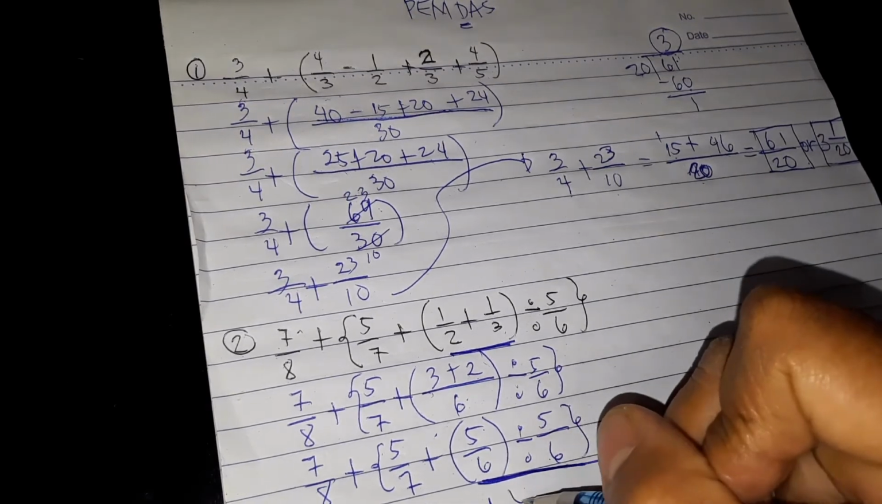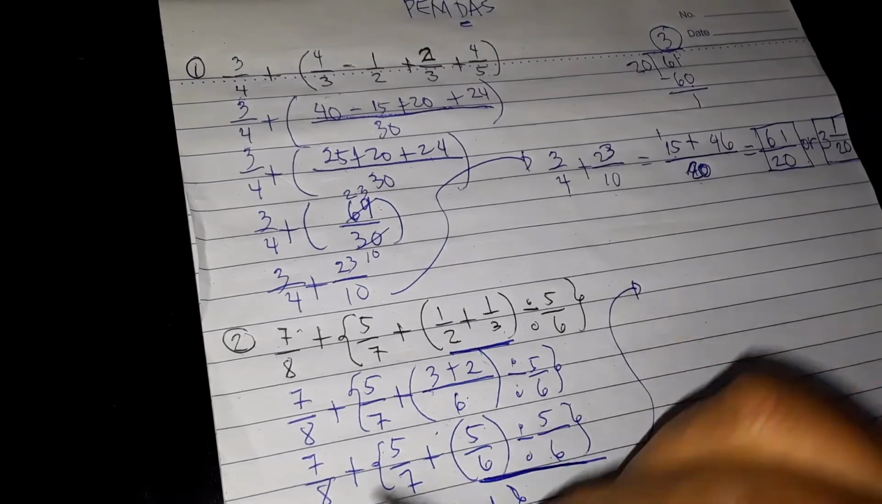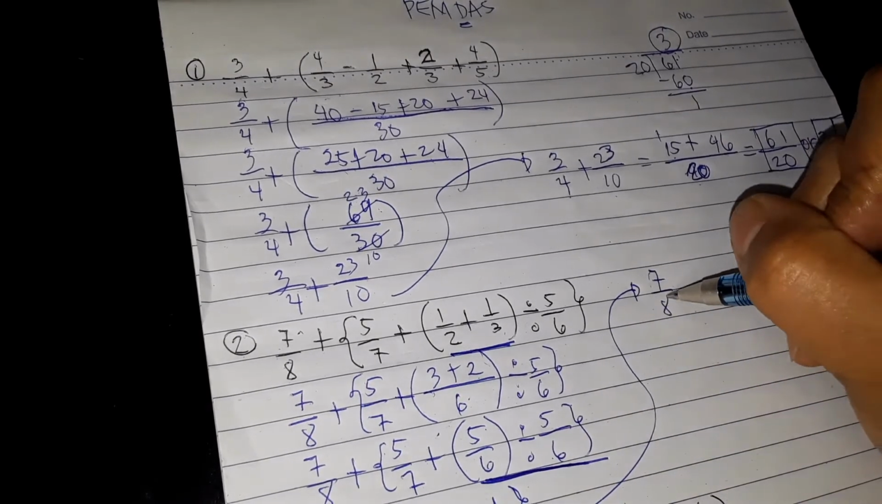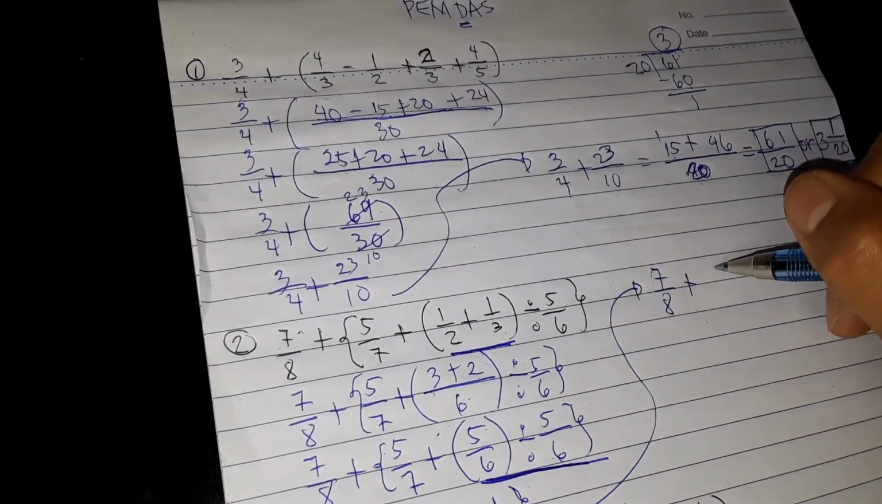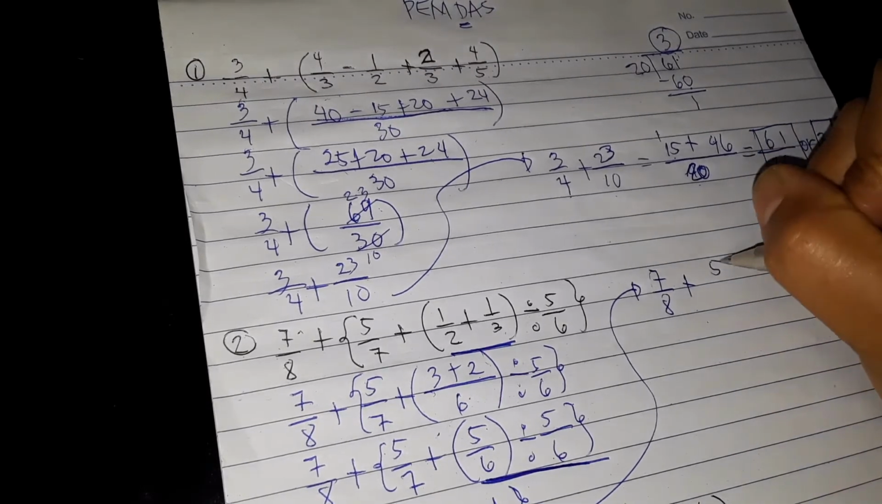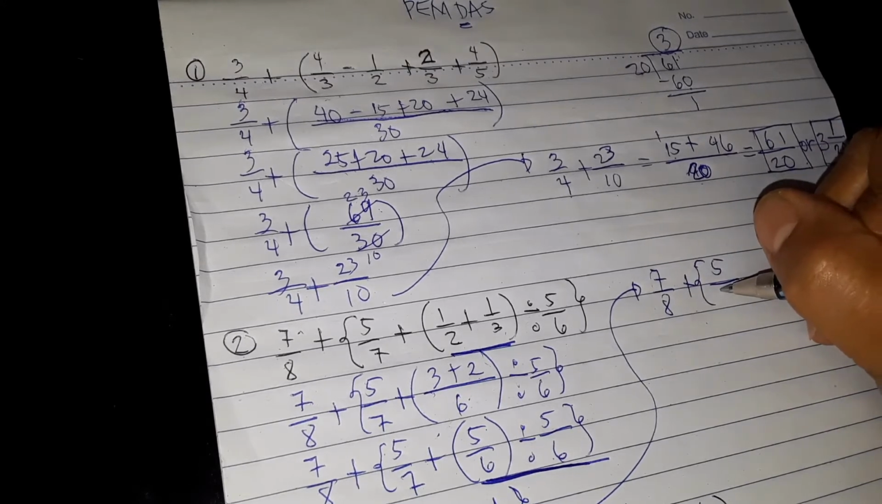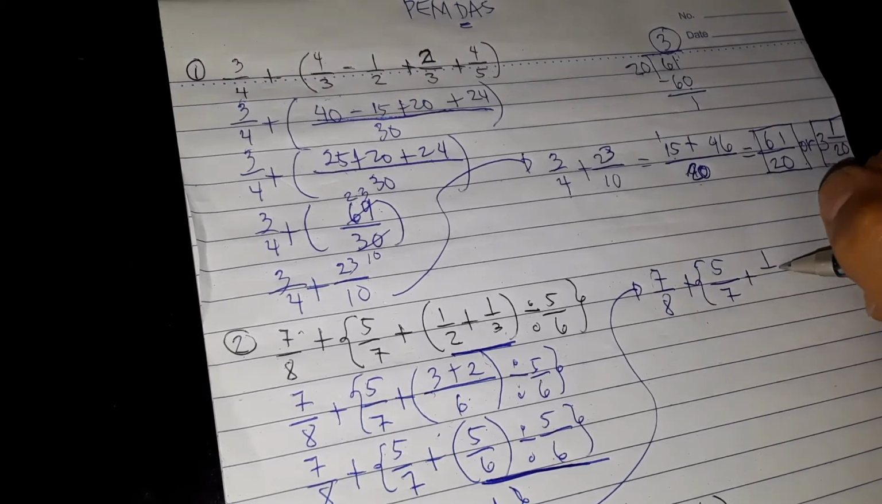And then, brace. Copy. Let's move it here. 7/8 plus, okay, 5 over 7 plus 1. So, let's make it a fraction. 5/7 plus 1 over 1.